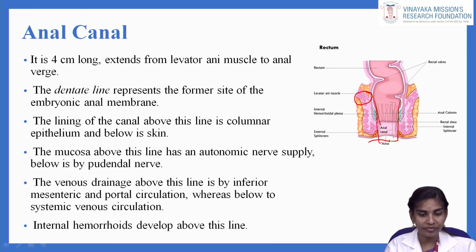The dentate line represents the former site of the embryonic anal membrane. So this is your dentate line. The mucosa above this line has an autonomic nerve supply; below it, the supply is by the pudendal nerve. The venous drainage above this line is by the inferior mesenteric and portal circulation, whereas below it drains to the systemic venous circulation.